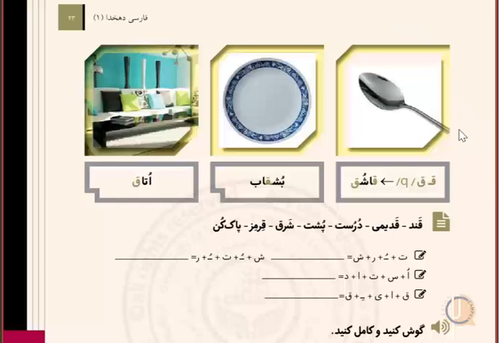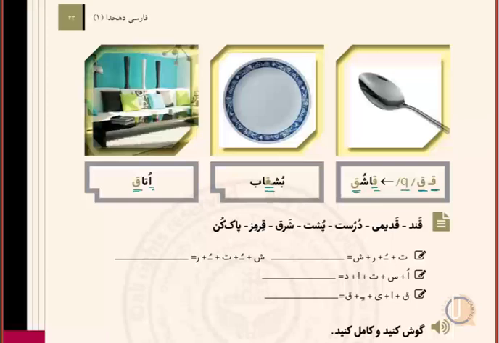Continue. Next letter is called qaf. The sound is q. Small qaf, capital qaf. This is the symbol. The sound is q, as in qashuq, spoon. Bushqab, plate. Otaq, room. O, that we already have learned. Repeat again. Qashuq. Bushqab. Otaq.